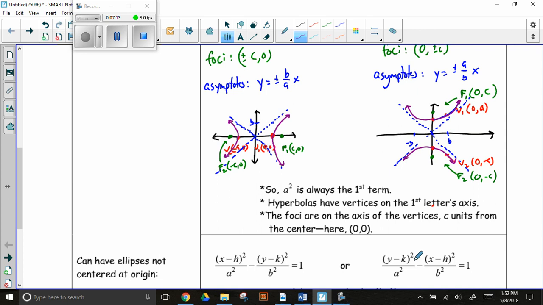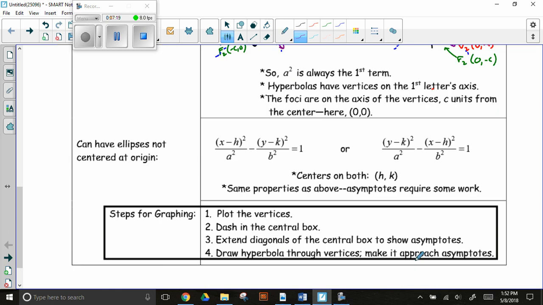And here our center was 0, 0. And just like last time, we always start with the center at 0, 0. And we can have hyperbolas not centered at the origin, which does occur. How we graph is located below.